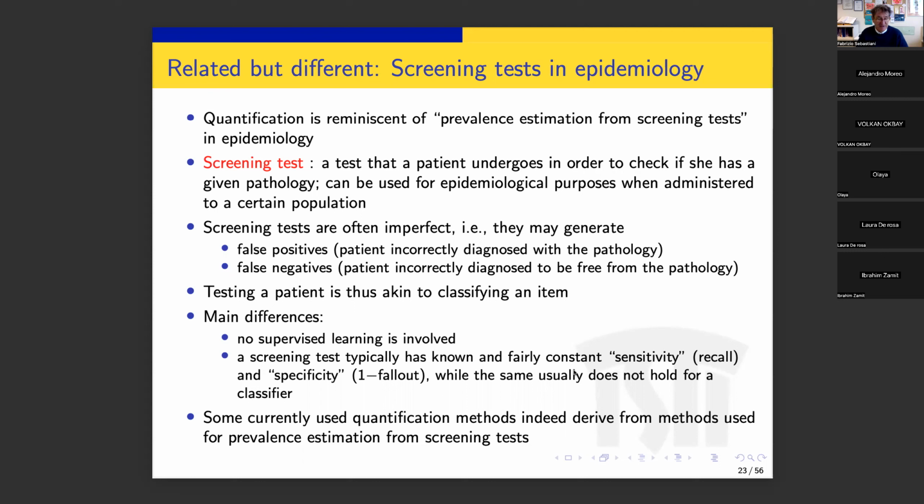And indeed, the similarities are such that some of the currently used quantification methods derive from methods that were used for prevalence estimation from screening tests. We even often study or use a quantification method called ACC, adjusted classify and count, which people in epidemiology used as far back as 1966 or something like that.